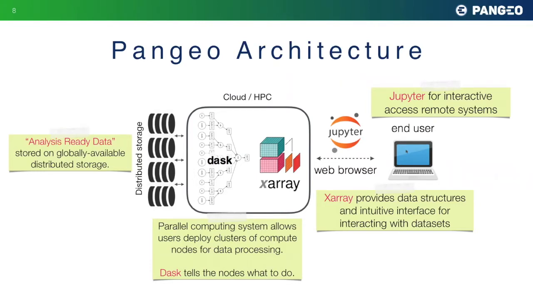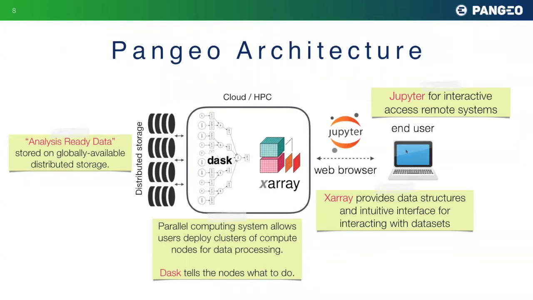So the architecture that we have been showing, and Ryan had this same slide in his last talk, is this, where you have some large compute systems. So I have cloud or HPC here in this box. It has access to distributed storage. That might be object store like S3 or GCS, or it might be a parallel file system on an HPC system. And the data on that system is analysis ready. It's ready for the scientist to use.